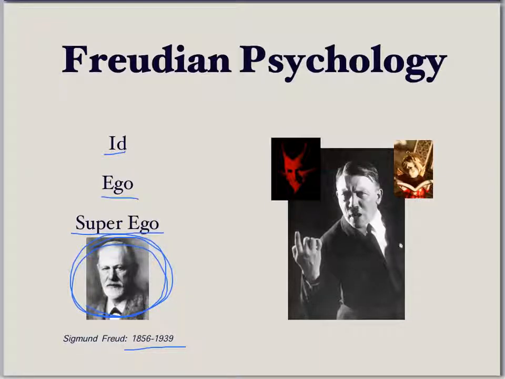So to begin with, all of us, according to Freud, are born with an id. And that's really, as far as our personality is concerned, all we're born with. Essentially, the id is what we have in common with our ape-like ancestors, according to Freud. And the id drives us to seek pleasure and to avoid pain.